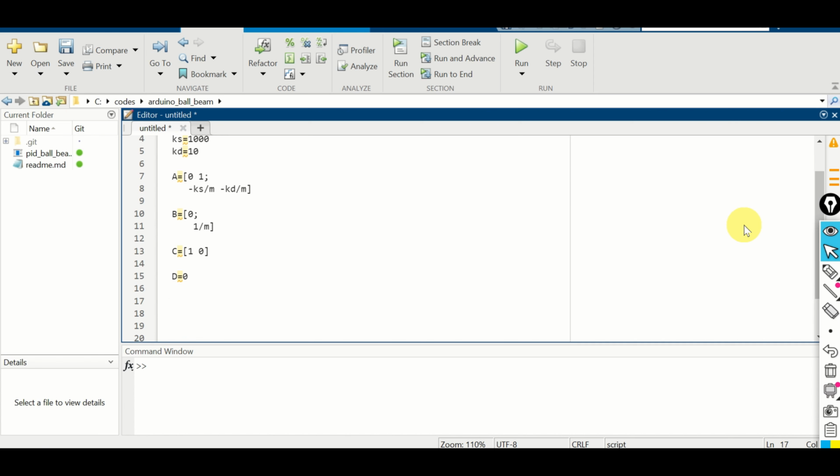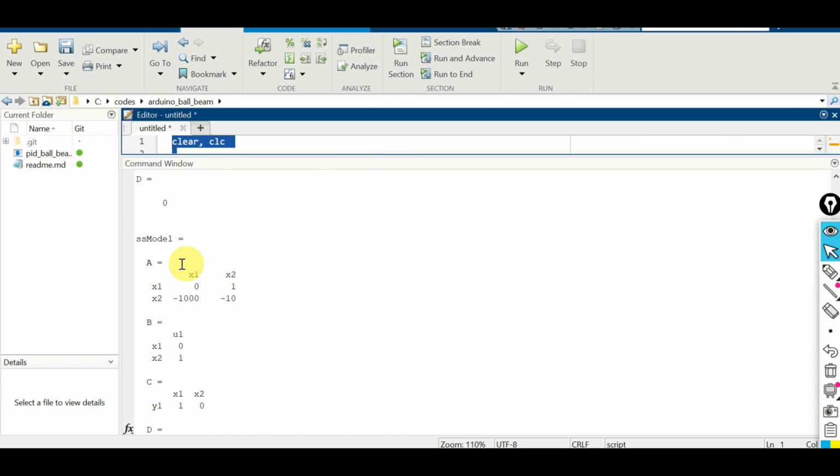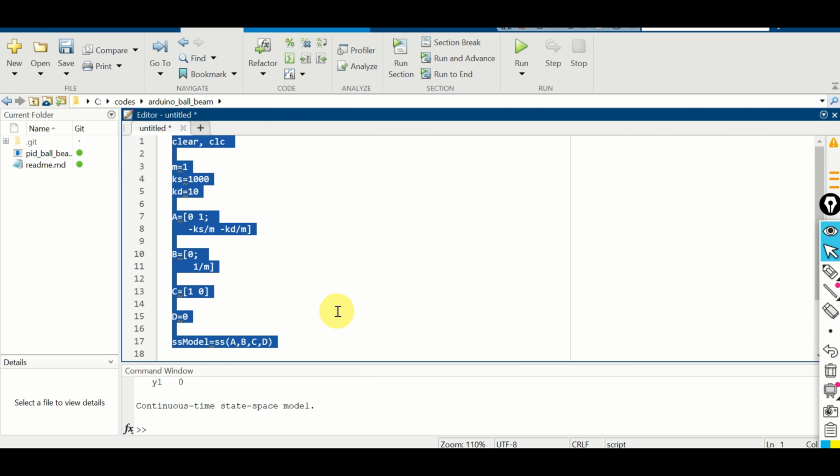Okay, let's continue. To define a state space model in MATLAB, we use the function SS. And over here, we need to specify the system matrices. We specify A, B, C, and D matrices. And this will return our state space model. I will call it SS model. Okay, let's apply this and let's evaluate and let's see the result. And let's analyze what's written over here. We can see our state space model. Here it is. A matrix, B matrix, C matrix, and D matrix. And this is a continuous time state space model.